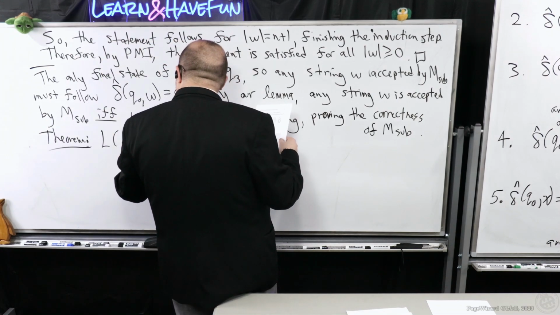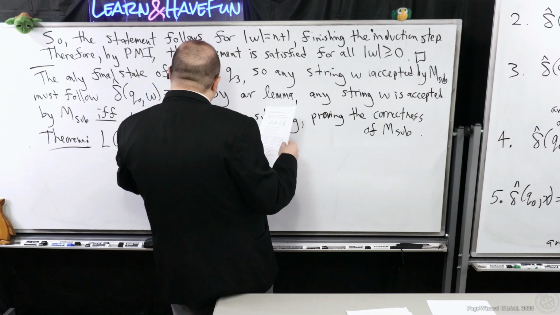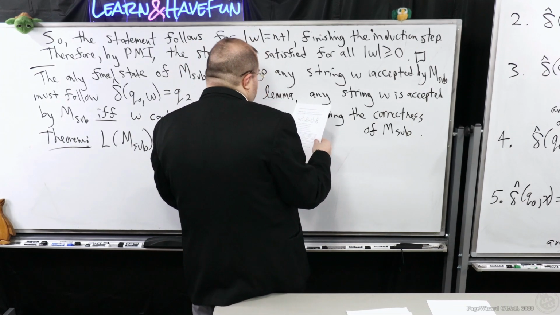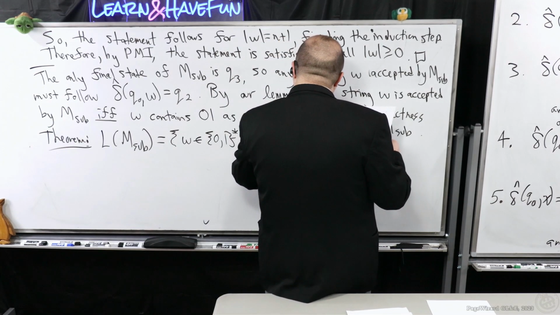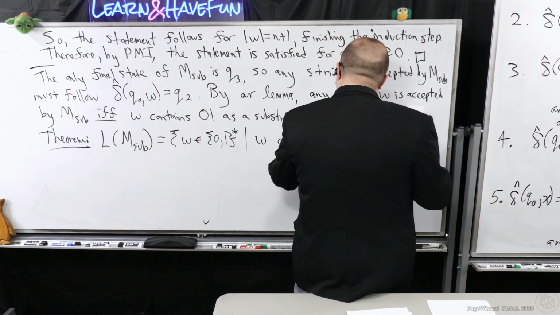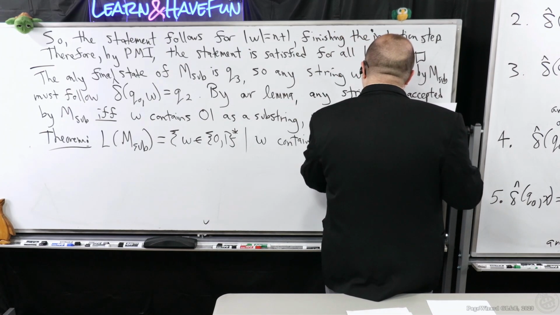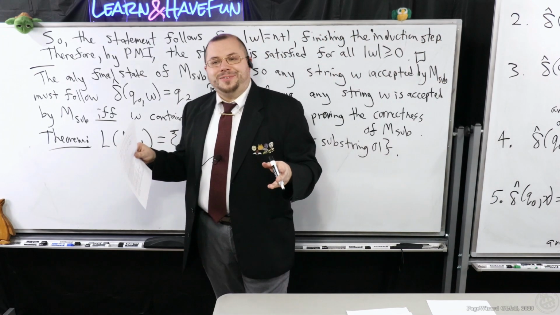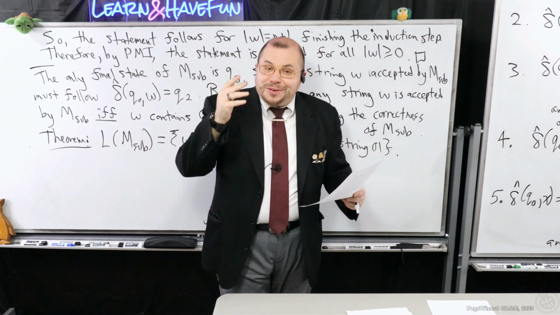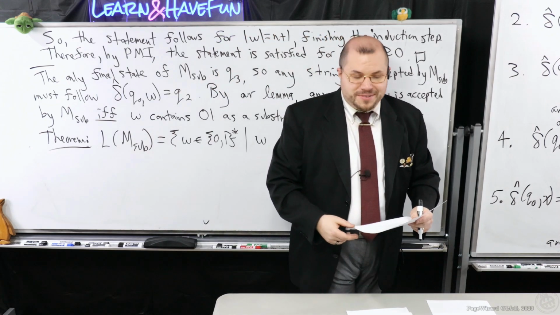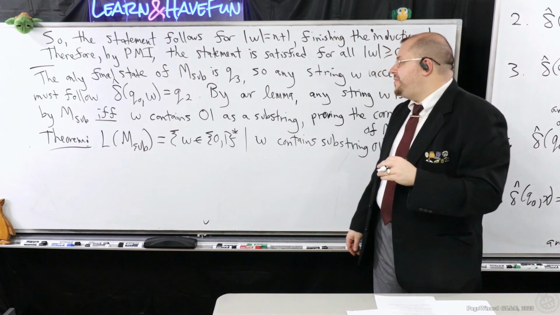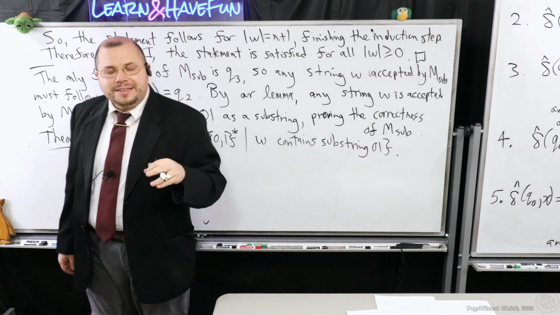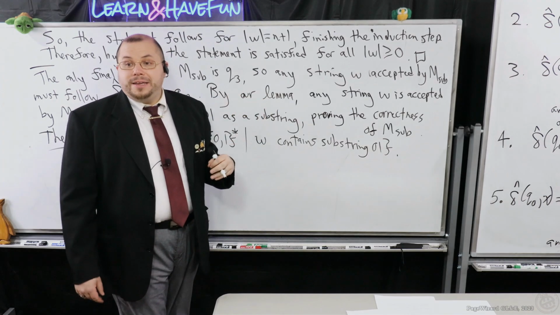So the language of M sub is the set of all binary strings W such that W contains substring 0, 1. And we're done with the example. Hence, we proved the correctness of DFA M sub. So indeed, this DFA, given any binary string, will detect if the substring 0, 1 is in W.